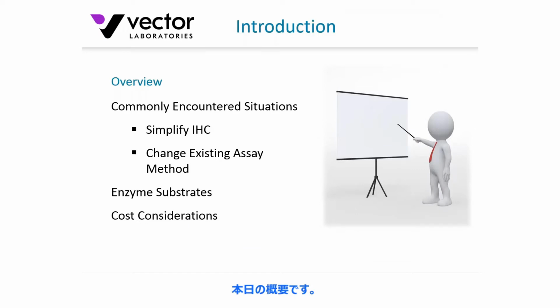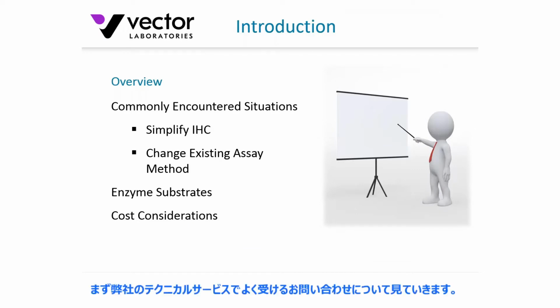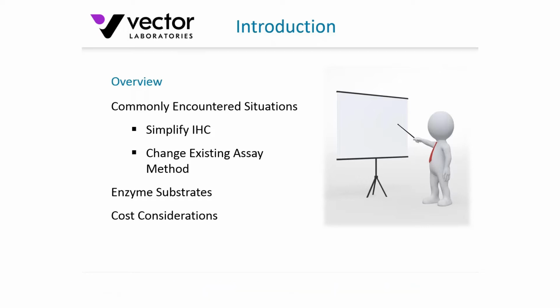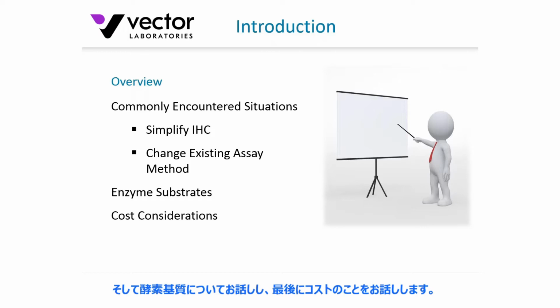Okay, here's a brief overview of what we'll be discussing in the webinar today. We'll look at a couple of commonly encountered situations that we field in technical service at Vector Labs. The first one, those investigators who may be getting into immunohistochemistry or those who may be looking to simplify their current procedural workflow. Then we'll look at investigators that may have an existing methodology, but maybe they want to expand it or augment it, or there's some change that they want to slot in there, and we'll look at some of those commonly encountered scenarios. Then we'll have a quick discussion on enzyme substrates and close out the webinar with some cost considerations.